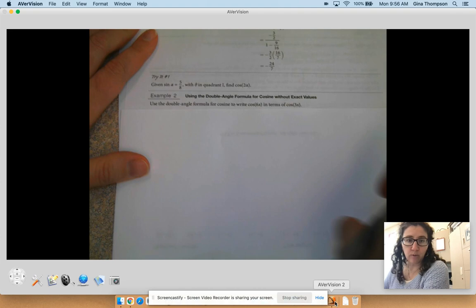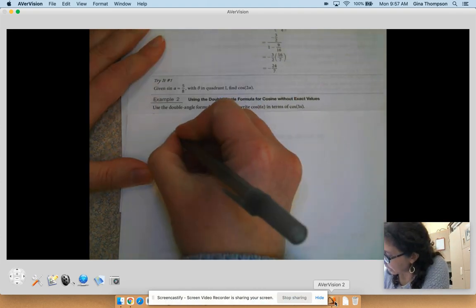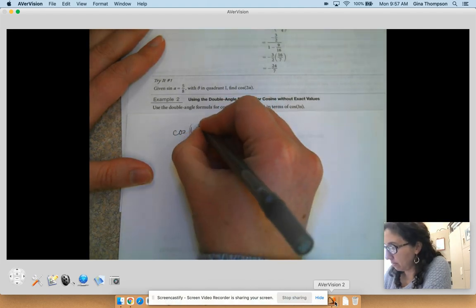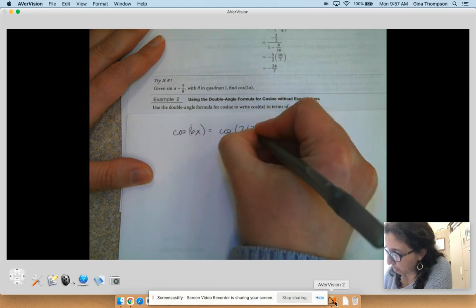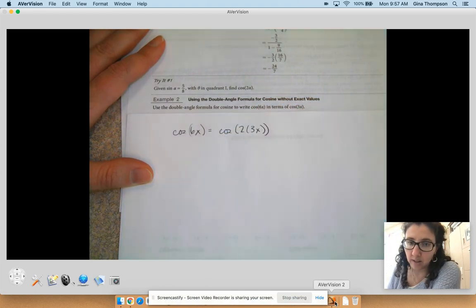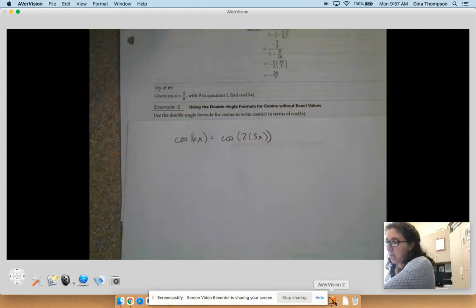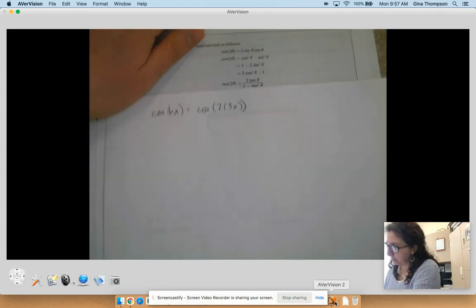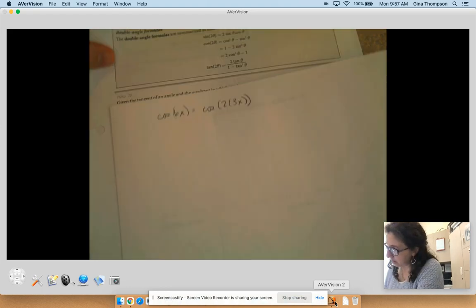Use the double angle formula for cosine to write cosine of 6x in terms of cosine of 3x. Okay, so they're giving us a clue here. They want us to use the double angle formula, so I'm going to write it like this. Cosine of 6x is cosine of 2 times 3x, right? And if we go back here, they want us to be in terms of cosine of 3x, is that right? In terms of cosine of 3x, yes.